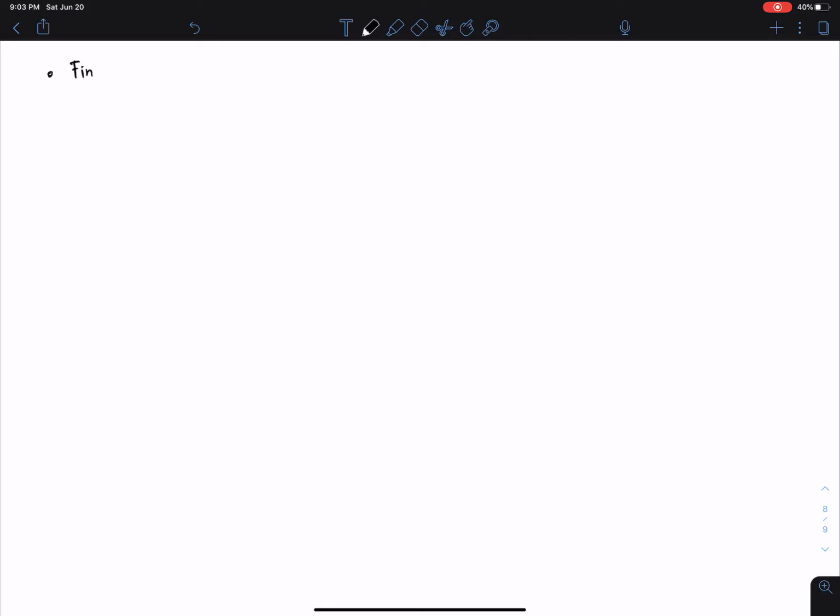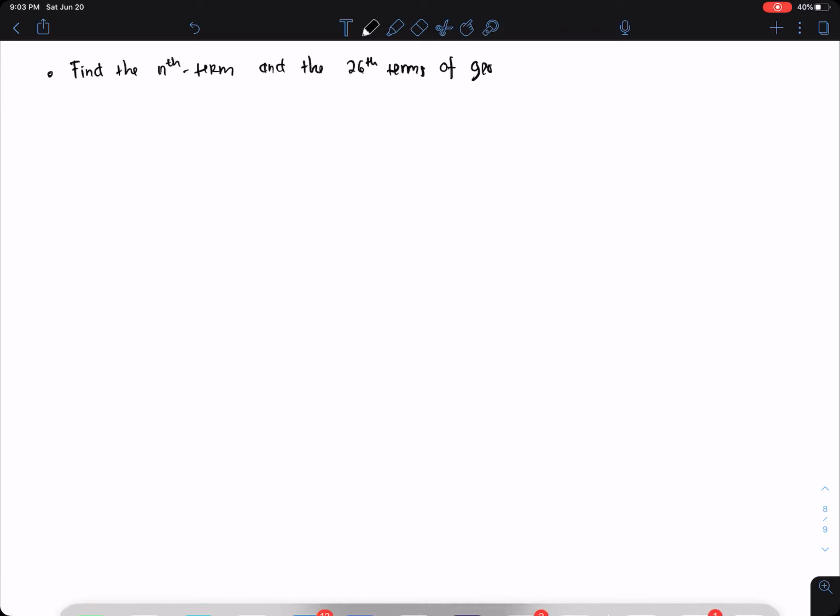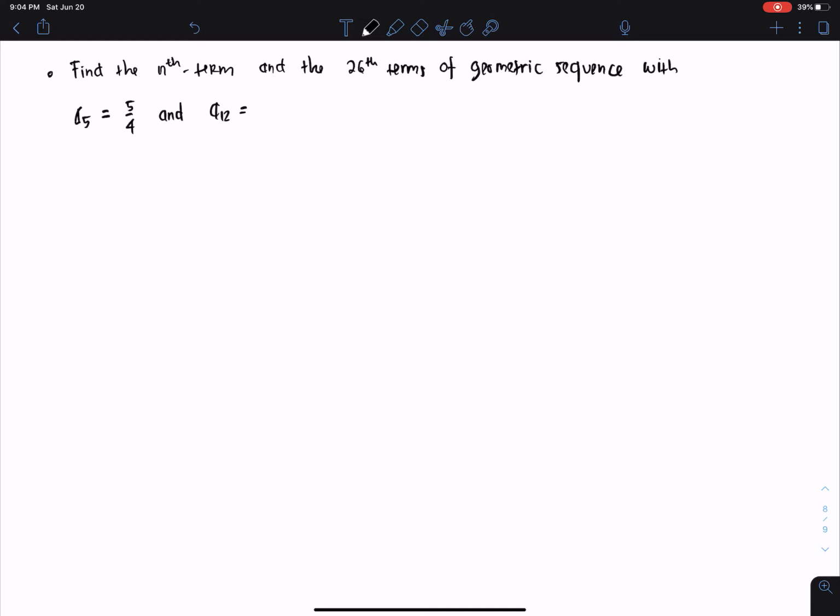Find the nth term and the 26th term of a geometric sequence with A5 equal to 5/4 and A12 equal to 160.